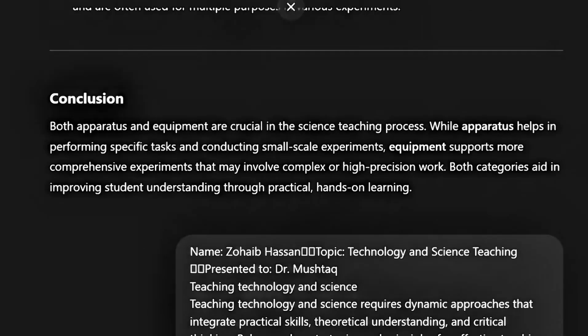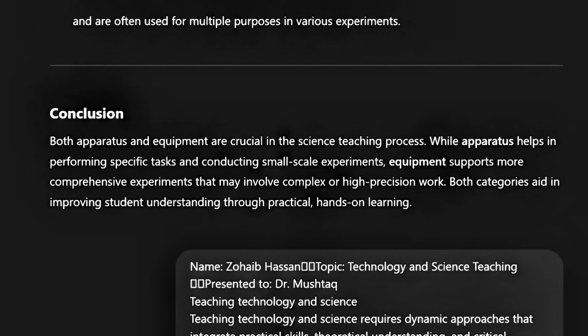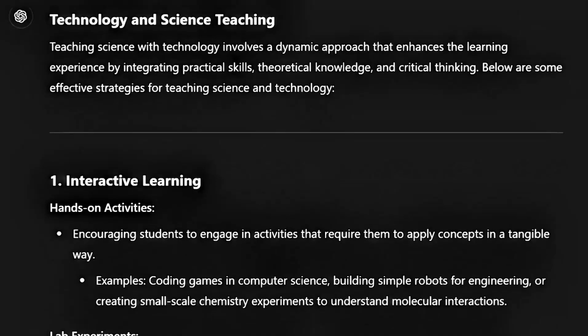Conclusion. Both apparatus and equipment are crucial in the science teaching process. While apparatus helps in performing specific tasks and conducting small-scale experiments, equipment supports more comprehensive experiments that may involve complex or high-precision work. Both categories aid in improving student understanding through practical, hands-on learning.